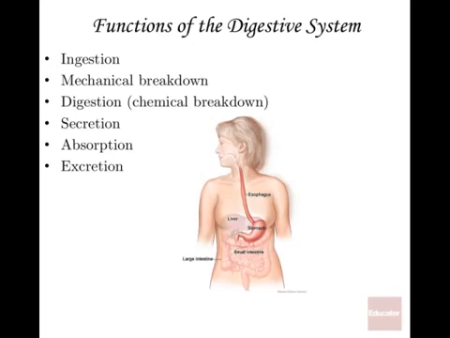Functions of the digestive system include ingestion, the act of physically putting food into your mouth, that's ingesting. Mechanical breakdown starts in the mouth, that's with the teeth, with the tongue. When you swallow food, your stomach does mechanical digestion. That's anytime you're ripping, tearing, crushing food. So that's the physical breakdown.